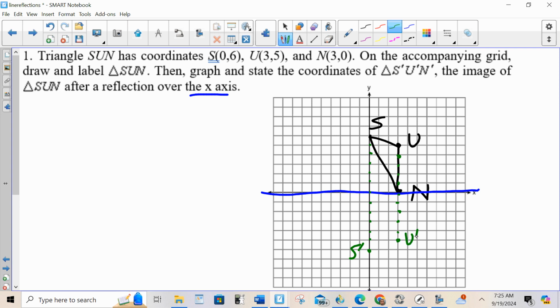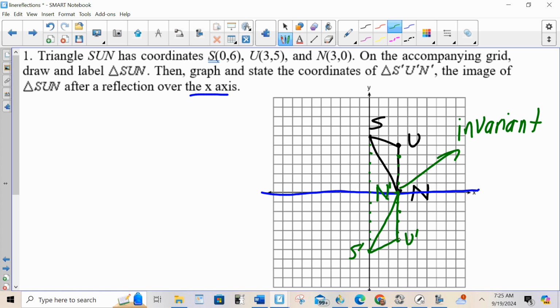Now N is on the line of reflection. If it's 0 from the line of reflection, then it goes 0. When a point stays where it is, there is a name for this. It's called invariant. It means that the point doesn't move. So if a point is on the line of reflection, it will remain invariant. It will stay where it is. There you go. That's how I do my reflection.